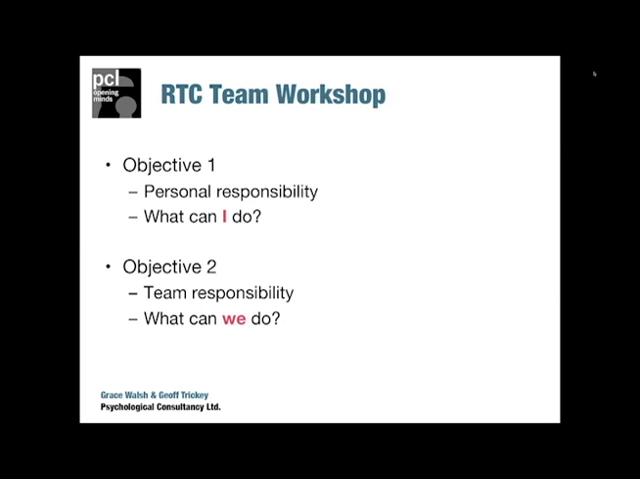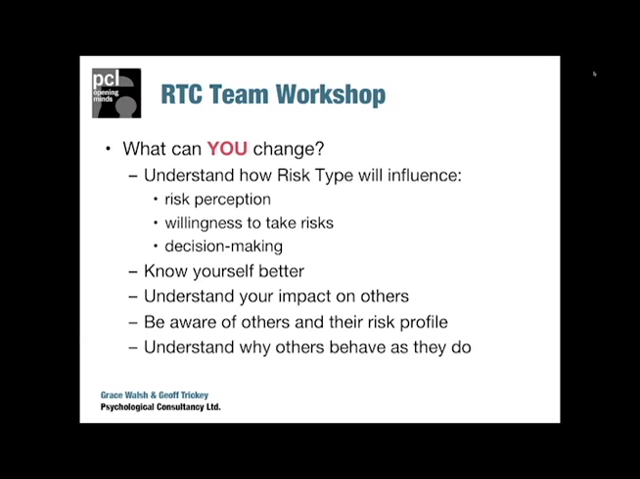Okay, so in the team workshop, our objectives are going to be personal responsibility. What can I do? That's what we want the people attending to accept. And secondly, the second objective is team responsibility. What can we as a team do? So what can you change? You can understand how risk type influences perception of risk, willingness to take risks, how it affects decision making. You can know yourself better. You can understand your impact on other people, and you can be aware of others and their risk profile and understand why others behave as they do.